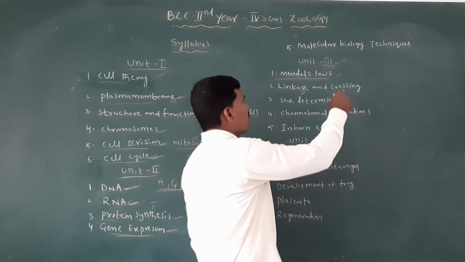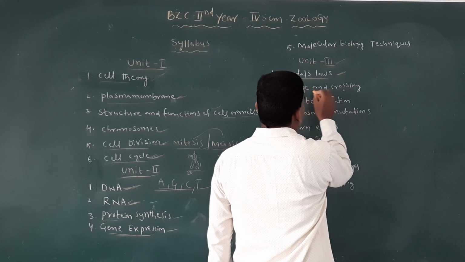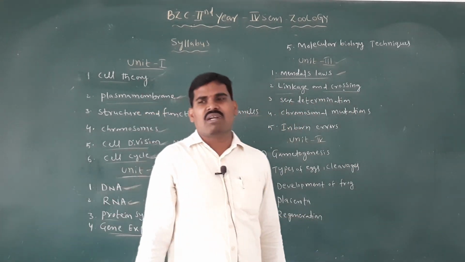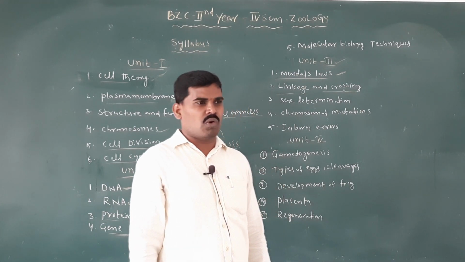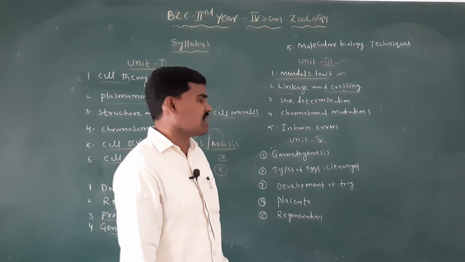So there are 3 types of Mendel laws. They discuss the Mendel laws. Next, linkage and crossing over. In linkage, the same type of homologous chromosomes show attachment or detachment.